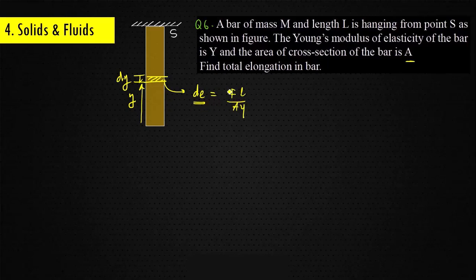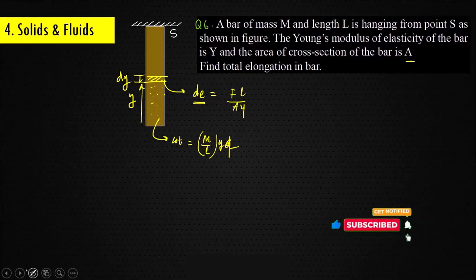Now what is F? F is the net force acting on this element. The force acting on it is the weight of the bottommost part. If the total length is L, what is the weight of this part? It equals m by L, the mass per unit length, multiplied by y into g.